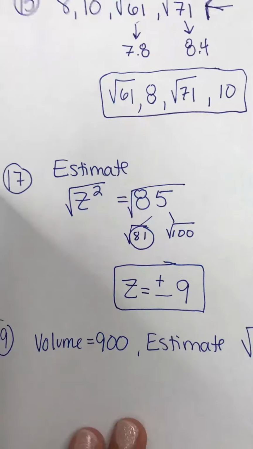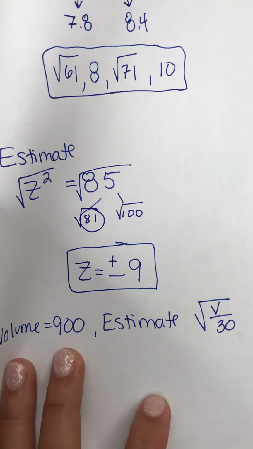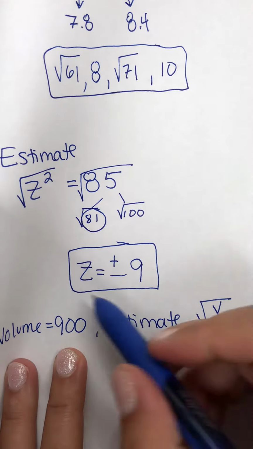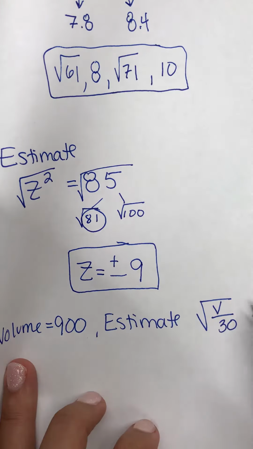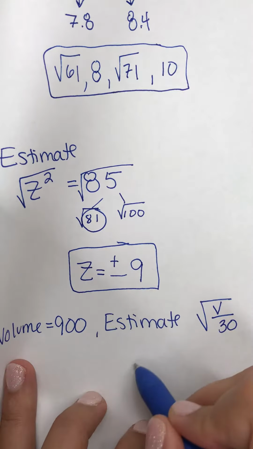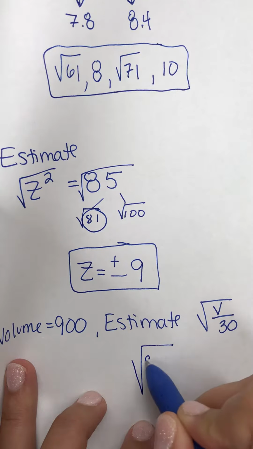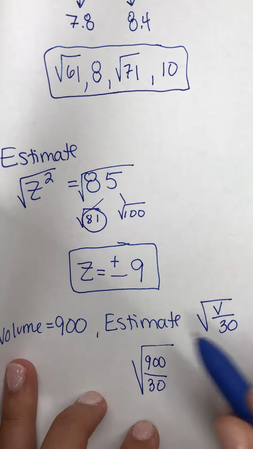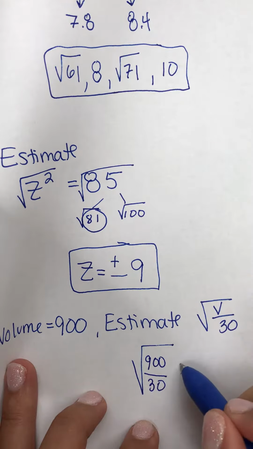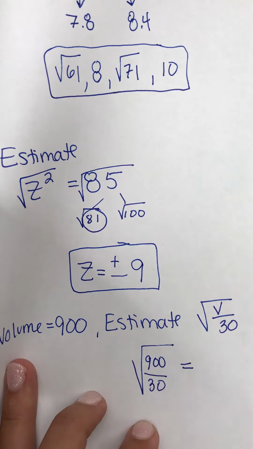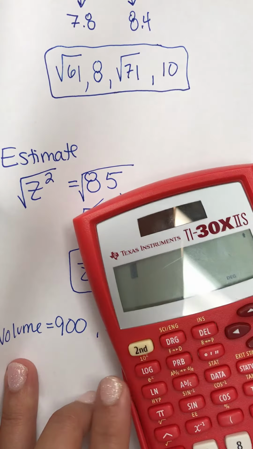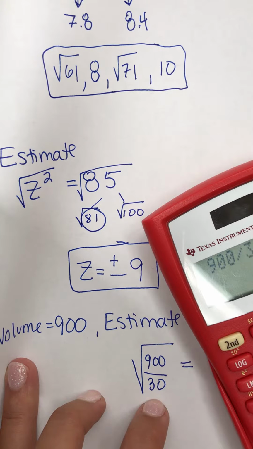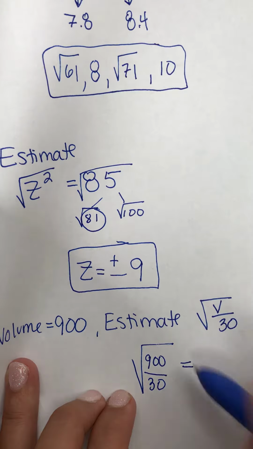Now, the last problem gives you the volume, and it wants you to estimate this expression right here. Okay, so if it gives me the volume and V stands for volume, what I'm going to do is I'm going to plug in 900 for V. And now I have an expression that I can then continue to simplify. Because it's a fraction inside, I can see if that fraction simplifies. 900 divided by 30 gives me 30.